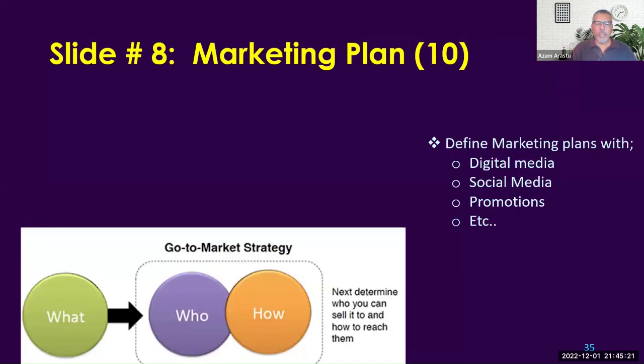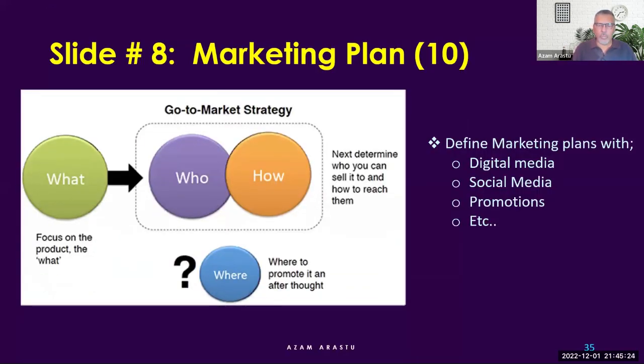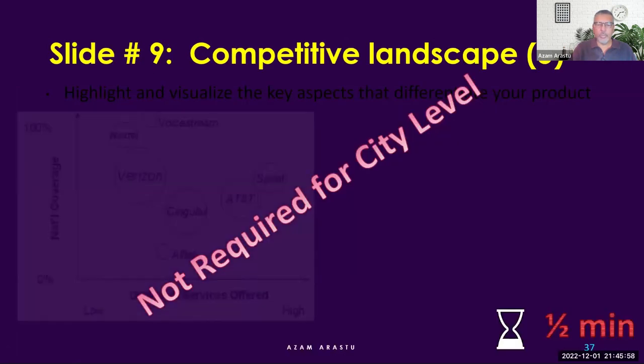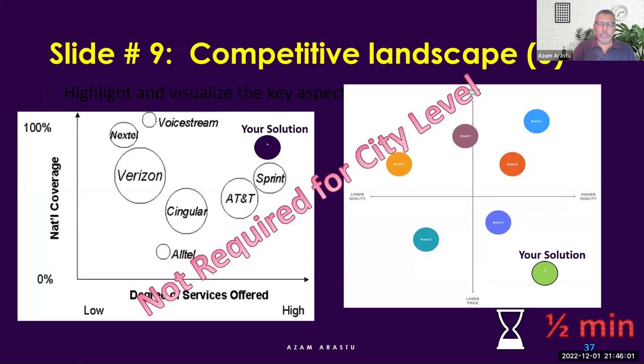Okay. Next is the marketing plan. Here let me go a little bit more into detail. What we need to show is your marketing plan and your go-to-market strategy. Again, you need to answer these questions: what, who, how, and where. So for the marketing plan, identify all the key target markets, then qualify the best target markets, identify the tools, strategies, and methods, and test marketing and sales strategies. Competitive landscape, we don't need it this time. I'm going to skip that.